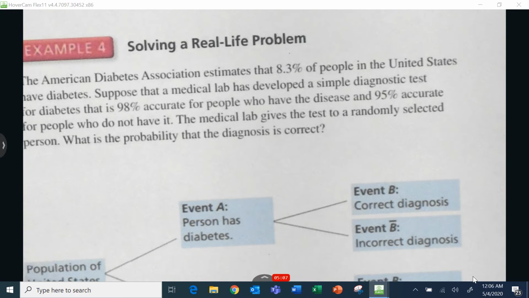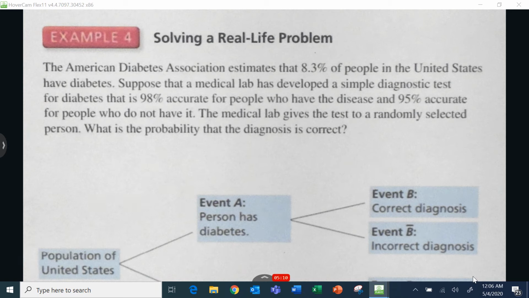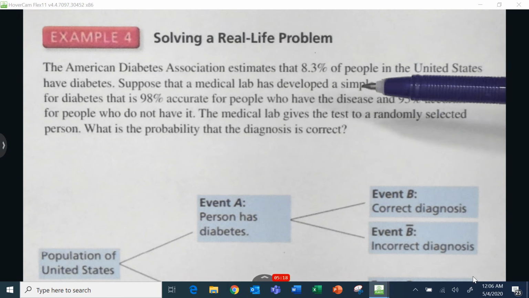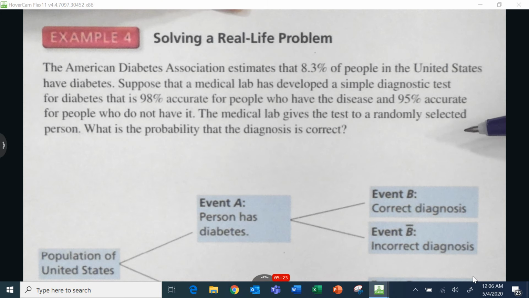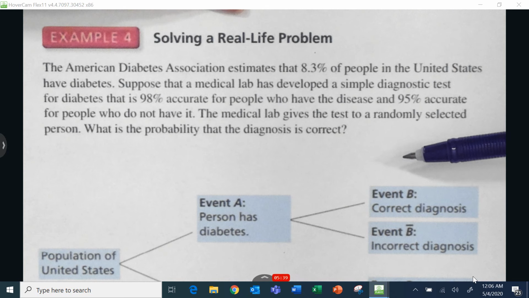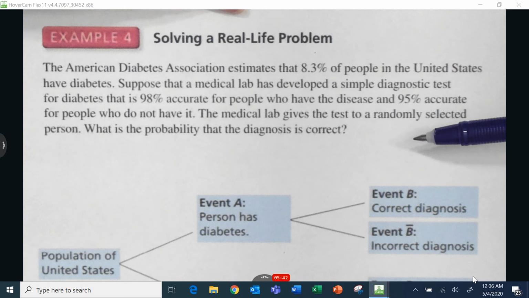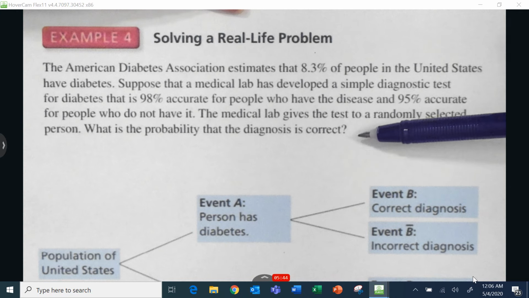Our last example, example 4, is we're going to solve a real life problem. And this is actually one place that a lot of probability is used in real life. Here we have the American Diabetes Association estimates that 8.3% of people in the United States have diabetes. Suppose that a medical lab has developed a simple diagnostic test for diabetes that is 98% accurate for people who have the disease, but only 95% accurate for people who do not have the disease. The medical lab gives the test to a randomly selected person. What is the probability that the diagnosis is correct?